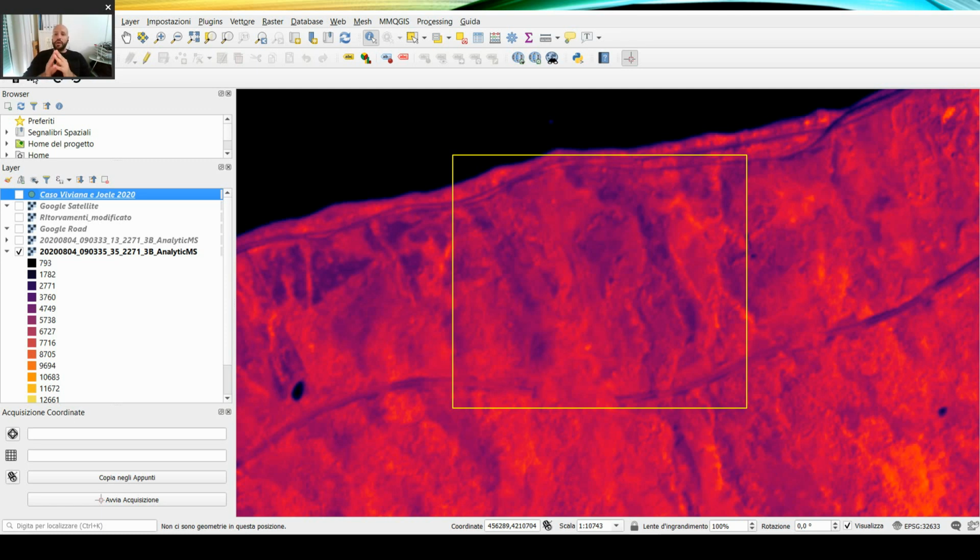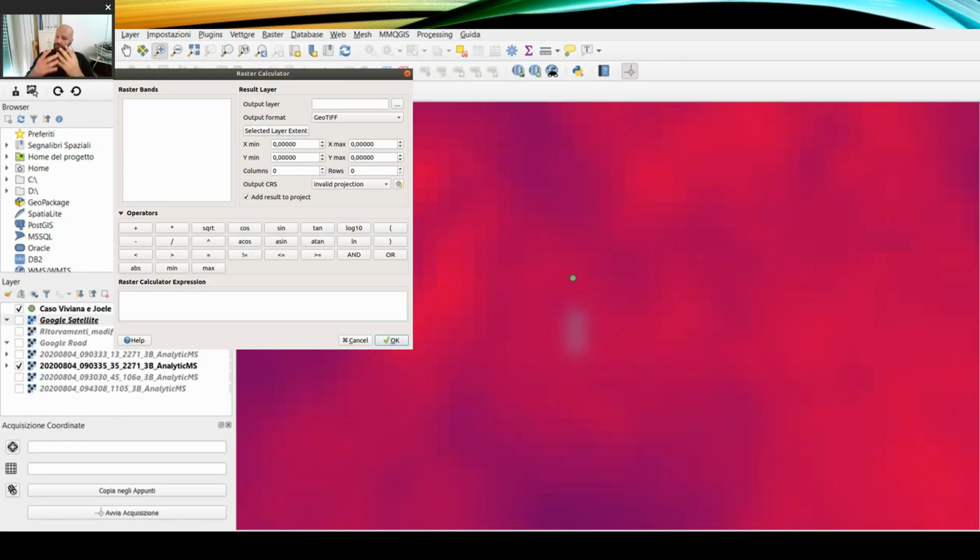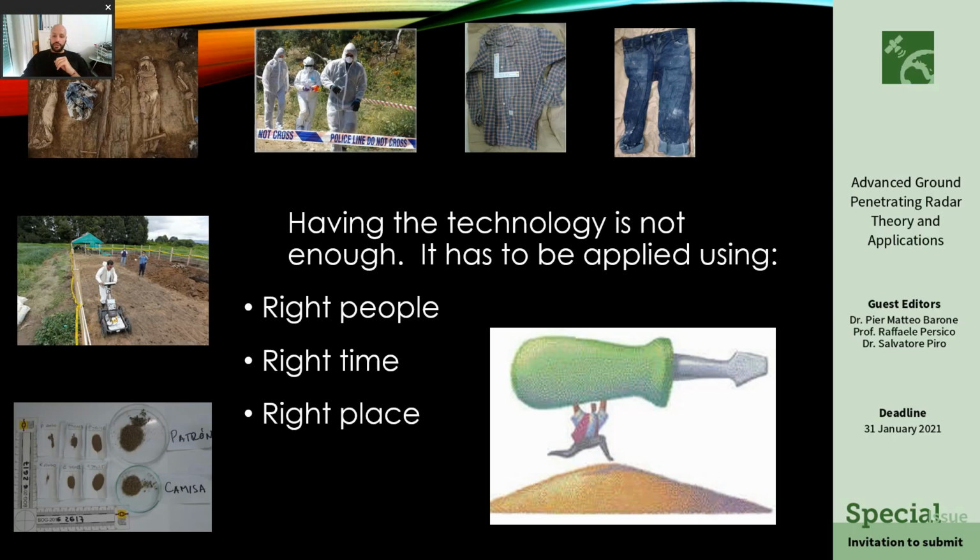This picture was taken the day after the disappearance of these two people, and with the near infrared analysis of this image with the raster calculator and whatever, it was possible to detect the typical signature released by a decomposing body of the two missing people. And this is the example of what we had and what I found over there.